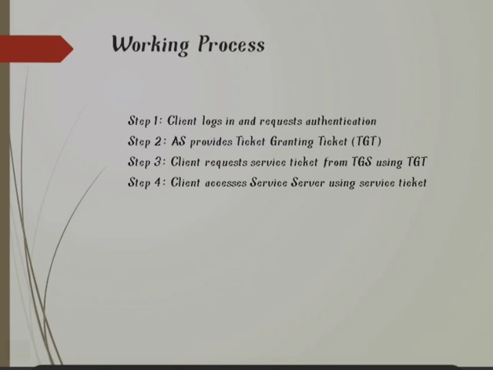Requesting a service ticket. Now the client sends the TGT to the ticket granting server along with the name of the service it wants to access. The TGS verifies the TGT and issues a service ticket. Accessing a service. The client sends the service ticket to the service server. The service checks the ticket's validity, and if everything matches, grants access. This flow ensures that the user's password is never transmitted over the network after the first step.